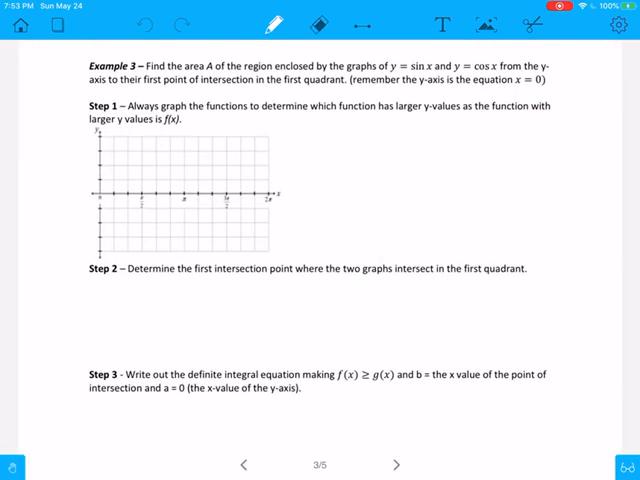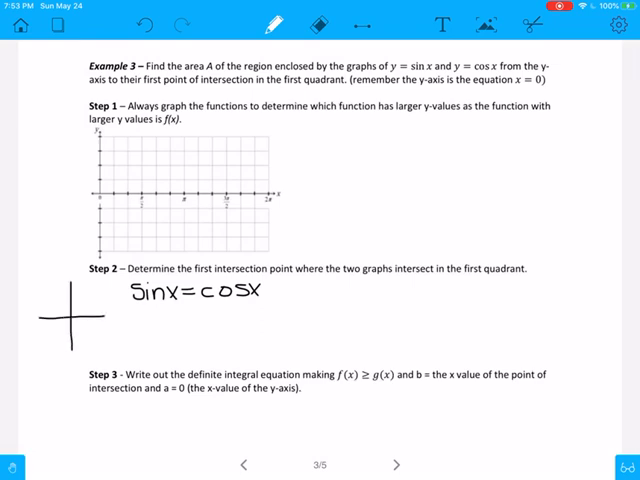So it's find the area of the region enclosed by the graphs of y equals sine x and y equals cos x from the x-axis to their first point of intersection in the first quadrant. So in the first quadrant of your unit circle, right? So we have sine x and we have cos x. So down here I'm just going to go, when does sine x equals cos x? Because we're trying to find out where the two intersect. And when we do that, we set them equal to each other.